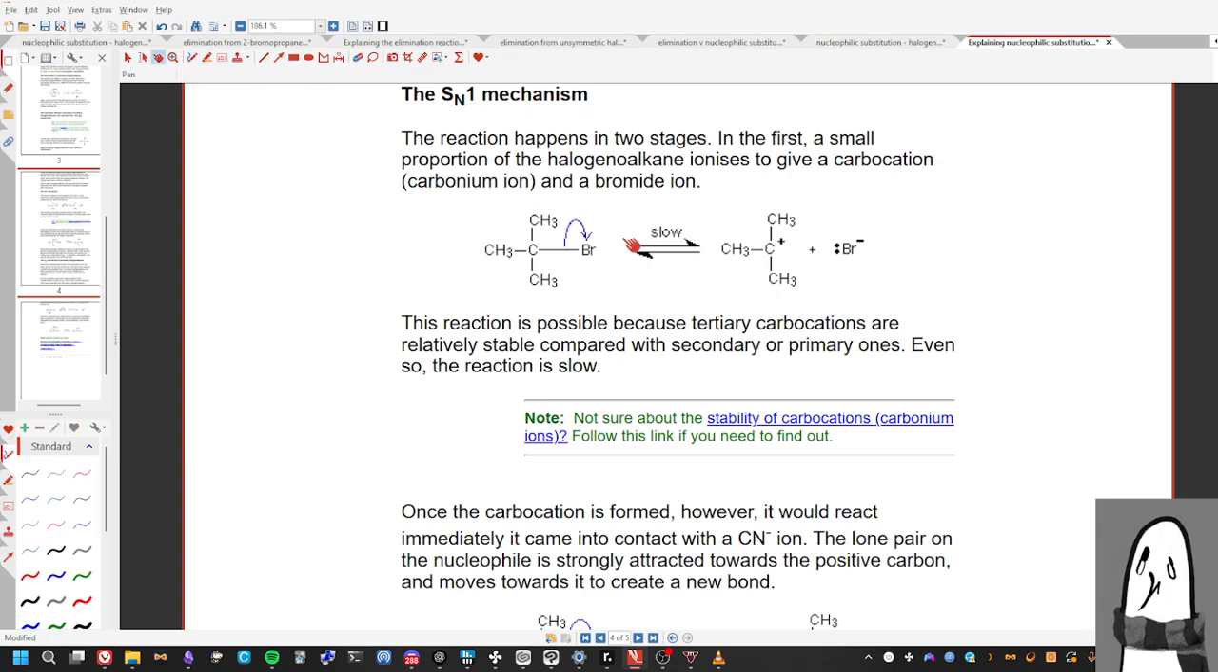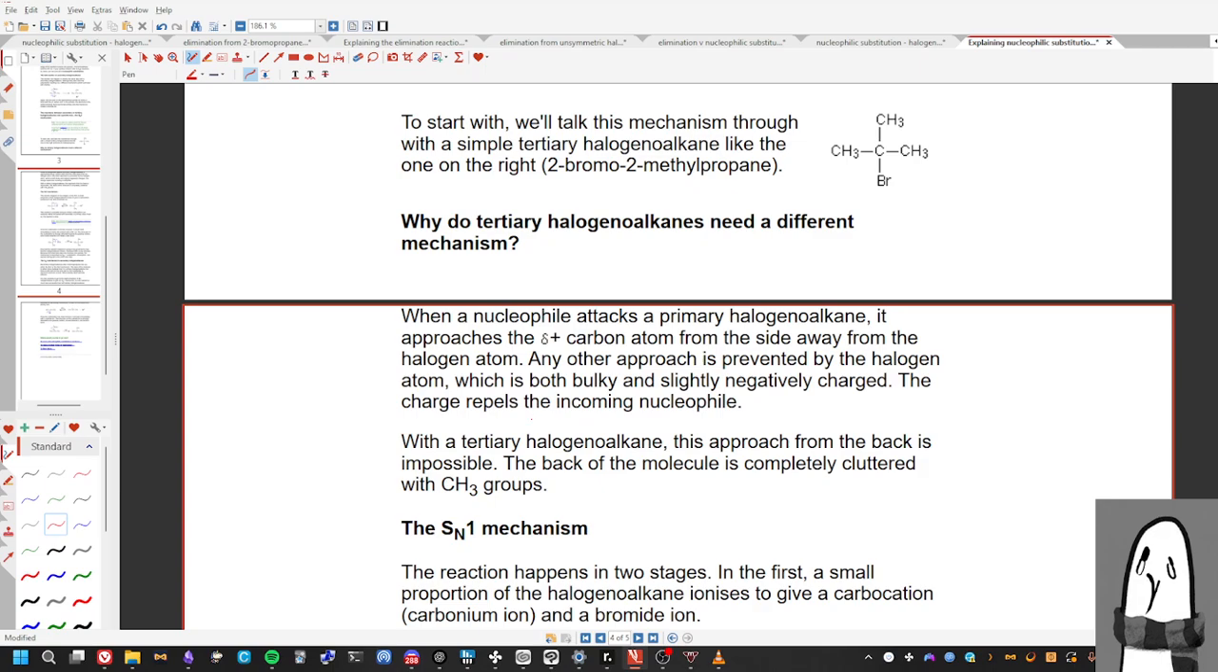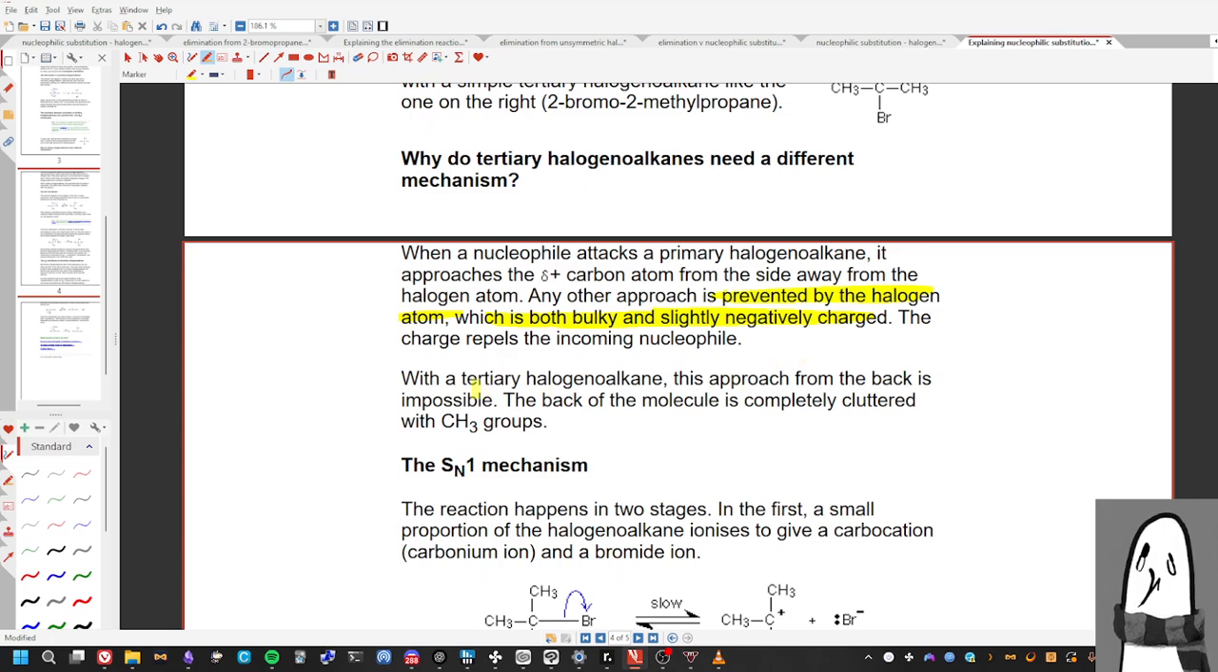So again, it's just the theory behind why this happens, which is exactly this: the nucleophile wants to attack the carbon from the side away, but it's prevented by the halogen atom, which is both bulky. But the problem with tertiary, and it's only with tertiary. Oh, so that's why tertiary only has SN1.